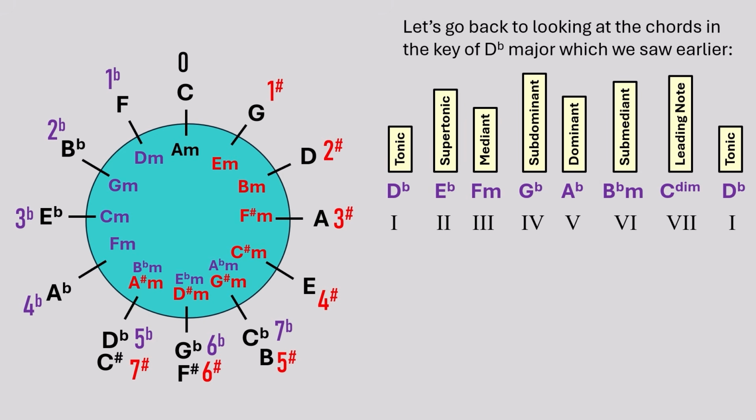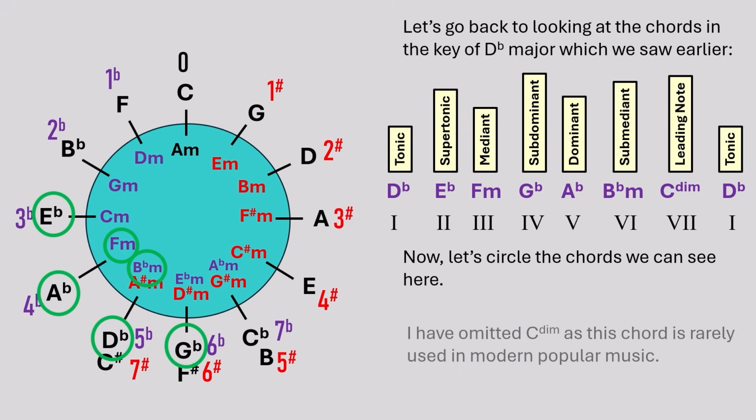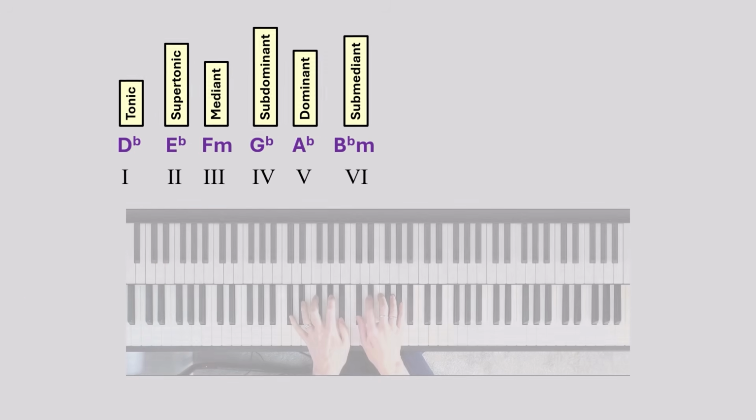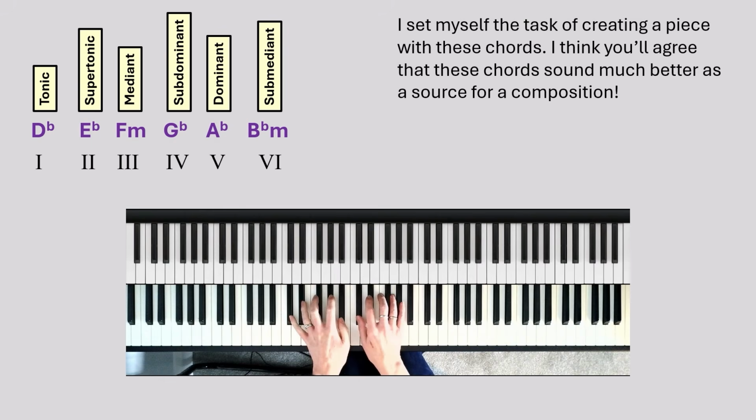Let's go back to looking at the chords in the key of D flat major, which we saw earlier. Now, let's circle the chords we can see here. I have omitted C diminished, as this chord is rarely used in modern popular music. Can you see how they are all very close to each other? I set myself the task of creating a piece with these chords. I think you'll agree that these chords sound much better as a source for composition.